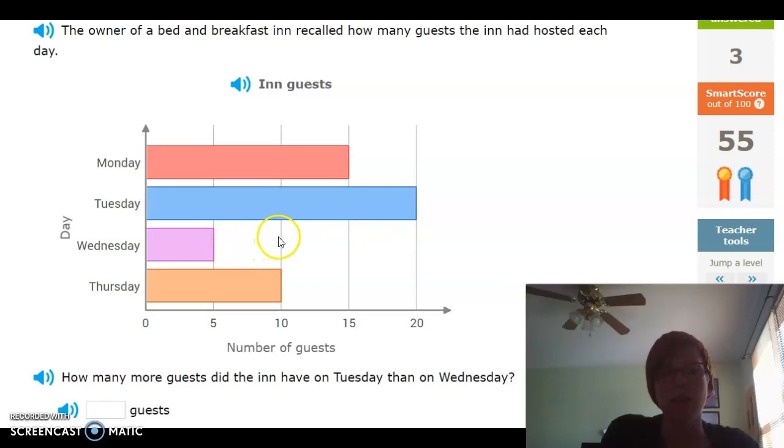Well, how do we find that distance, or that difference? Well, we know that the amount between each space in the bars is worth 5. So let's count each space by 5. 5, 10, 15. So there were 15 more guests on Tuesday than on Wednesday.